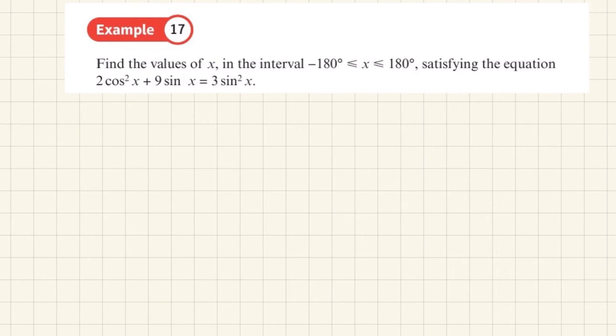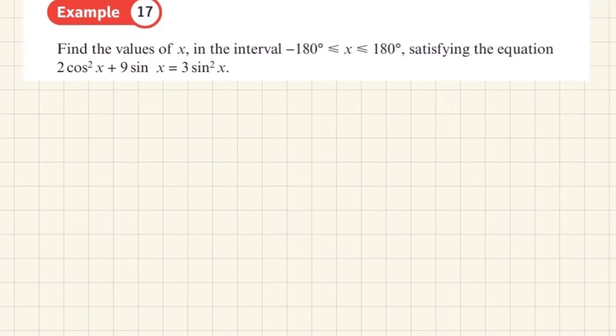Now, example 17, I think there's a mistake. You see I've adjusted it here, but this should be 9 sine x. I don't know if that's what your textbook says, but mine said 9 sine squared x. So I'm now just going to go back here, write my equation.